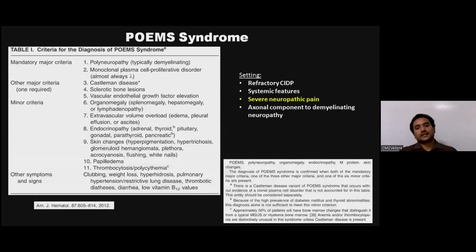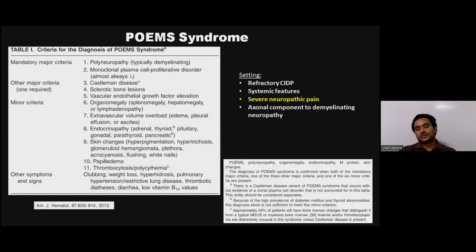This is the criteria for POEMS syndrome, where the mandatory criteria will be polyneuropathy and monoclonal plasma proliferative disorder, usually lambda. You require both mandatory criteria, along with one of the major and one of the minor. The major will be sclerotic bone lesions and VEGF level elevation, usually more than 200 picograms. Minor criteria are systemic features, organomegalies, extravascular volume overload, and endocrine changes.